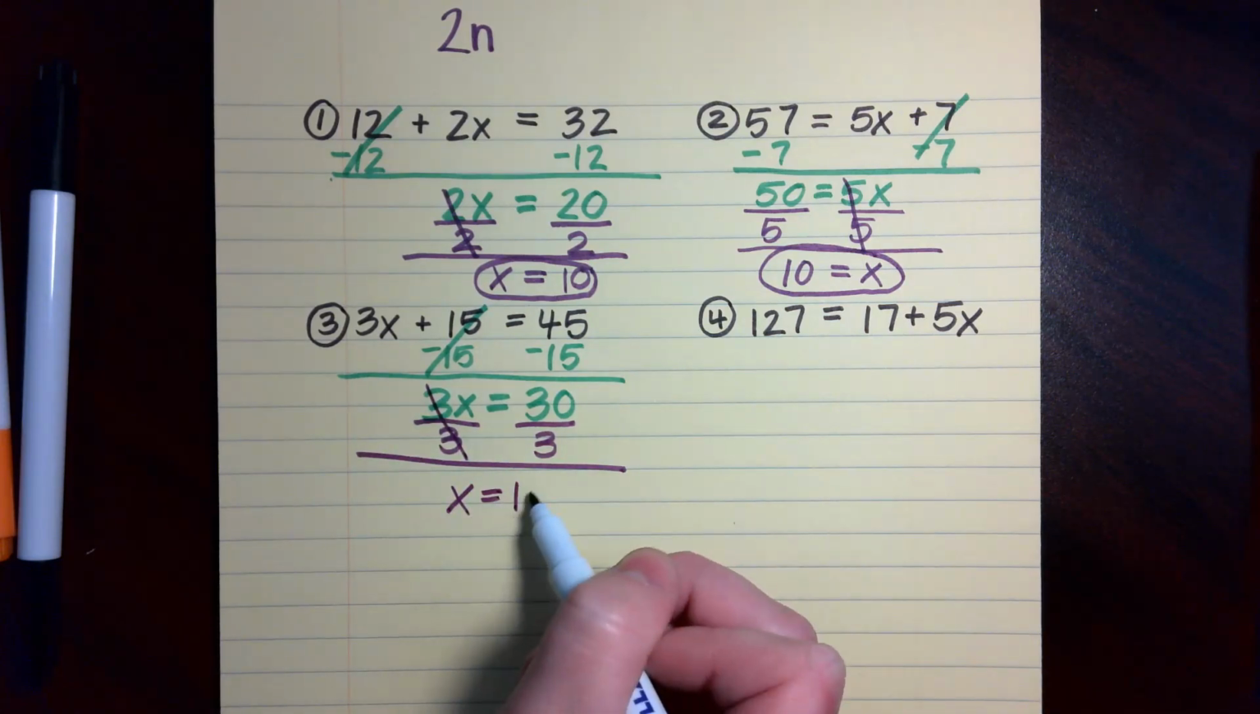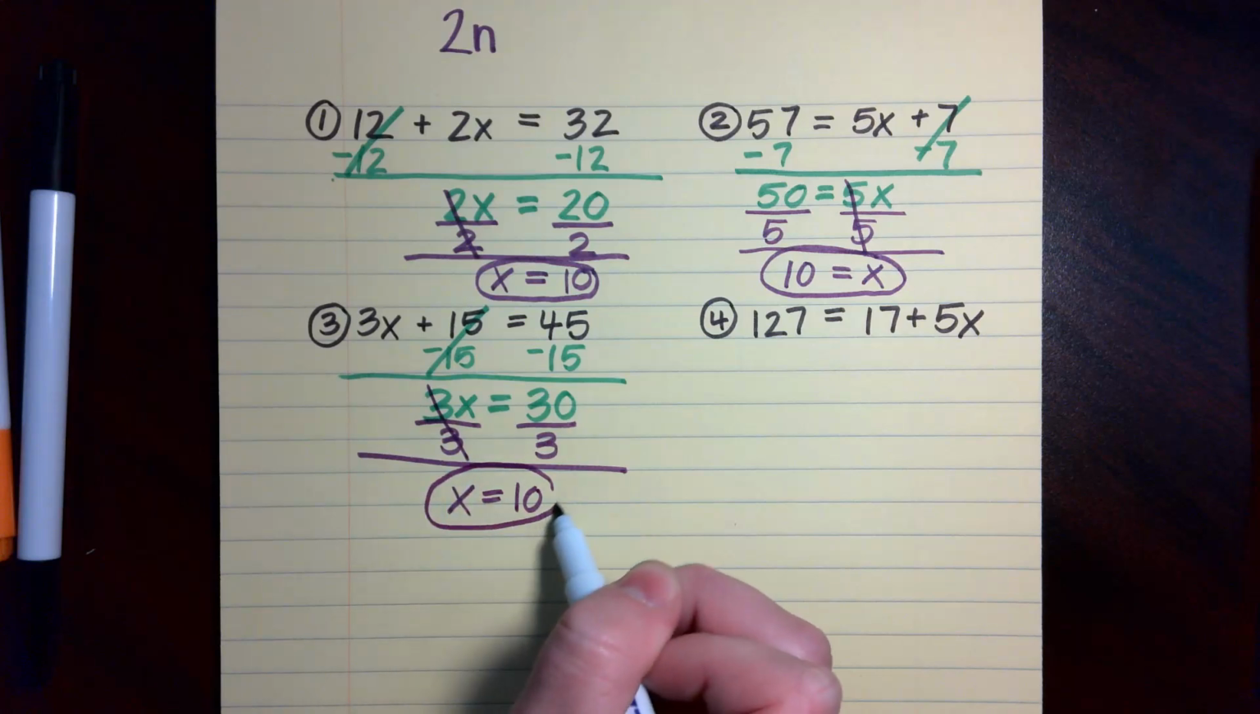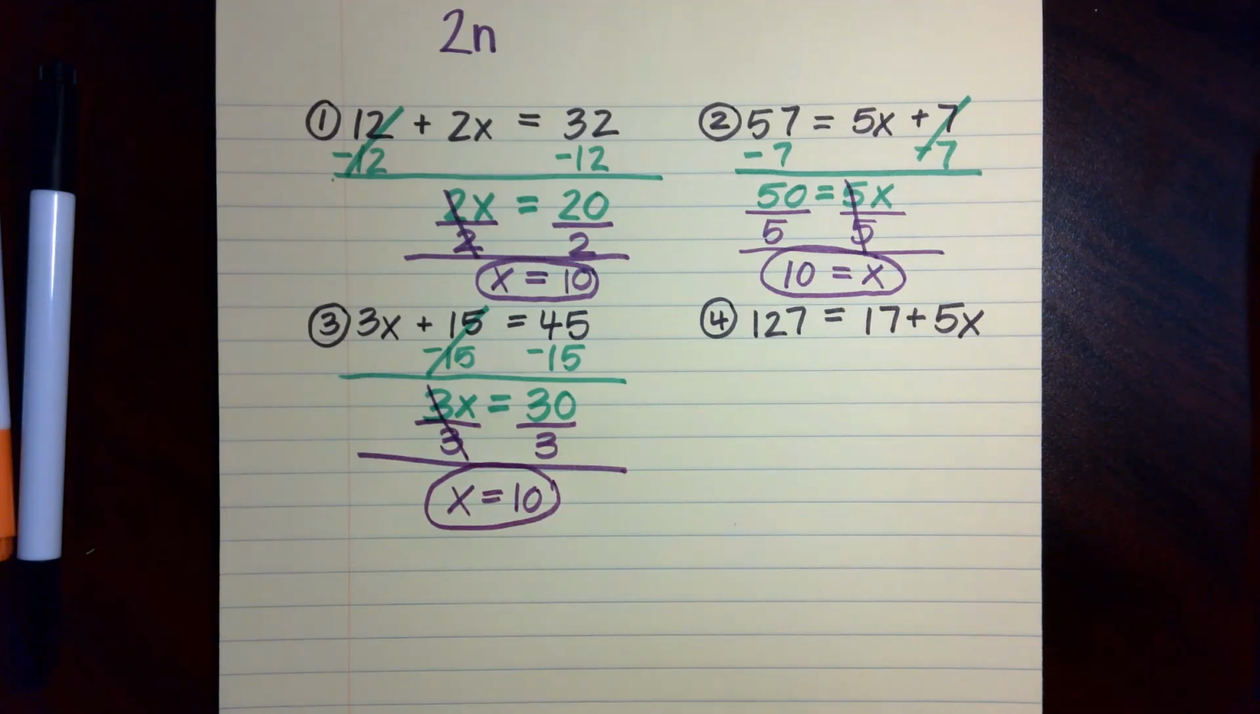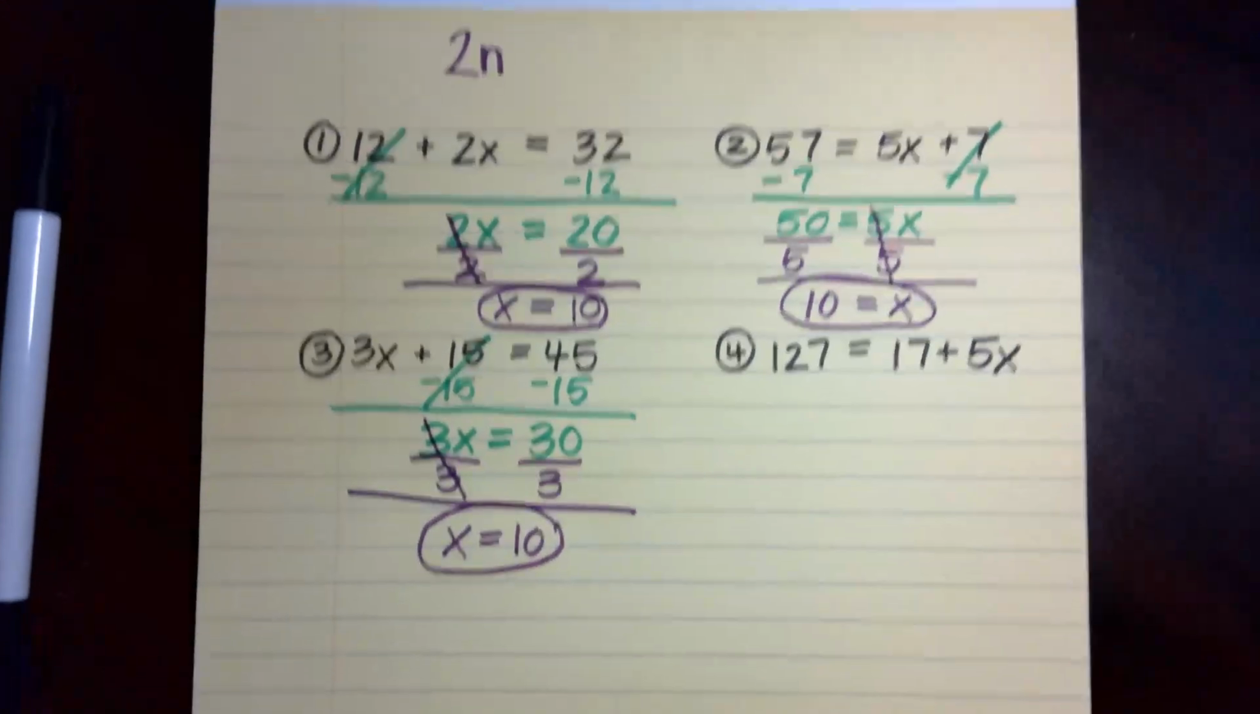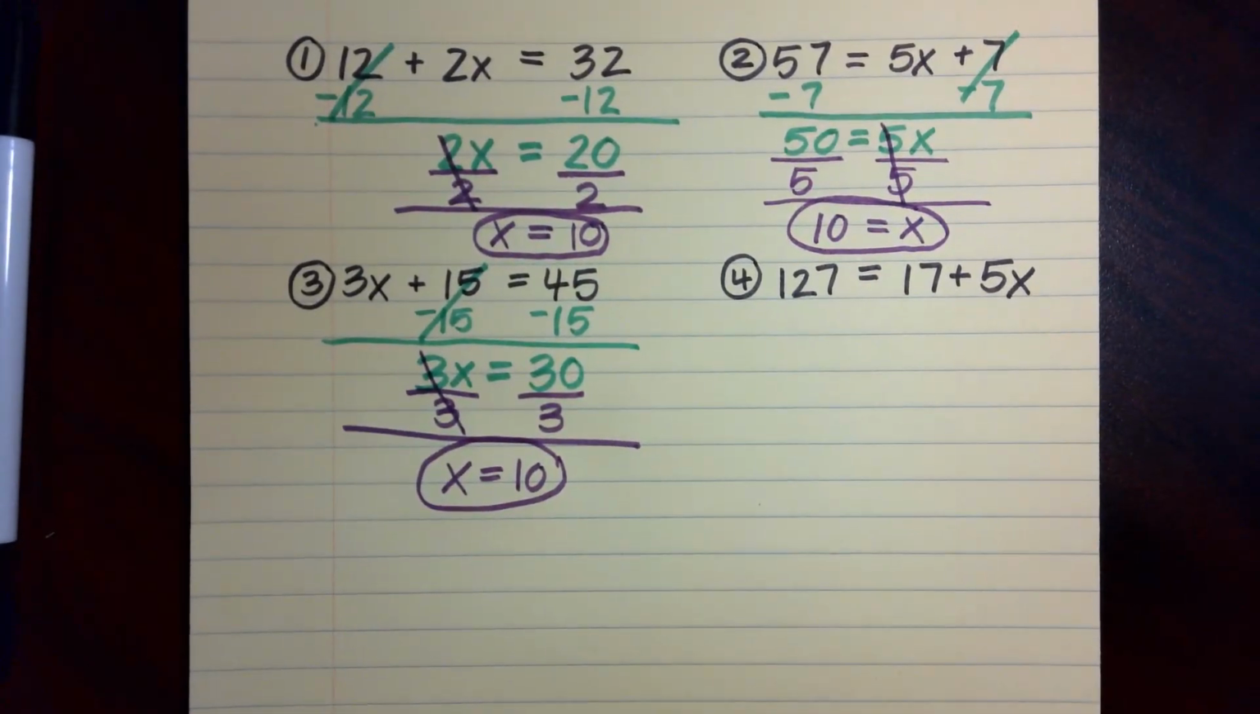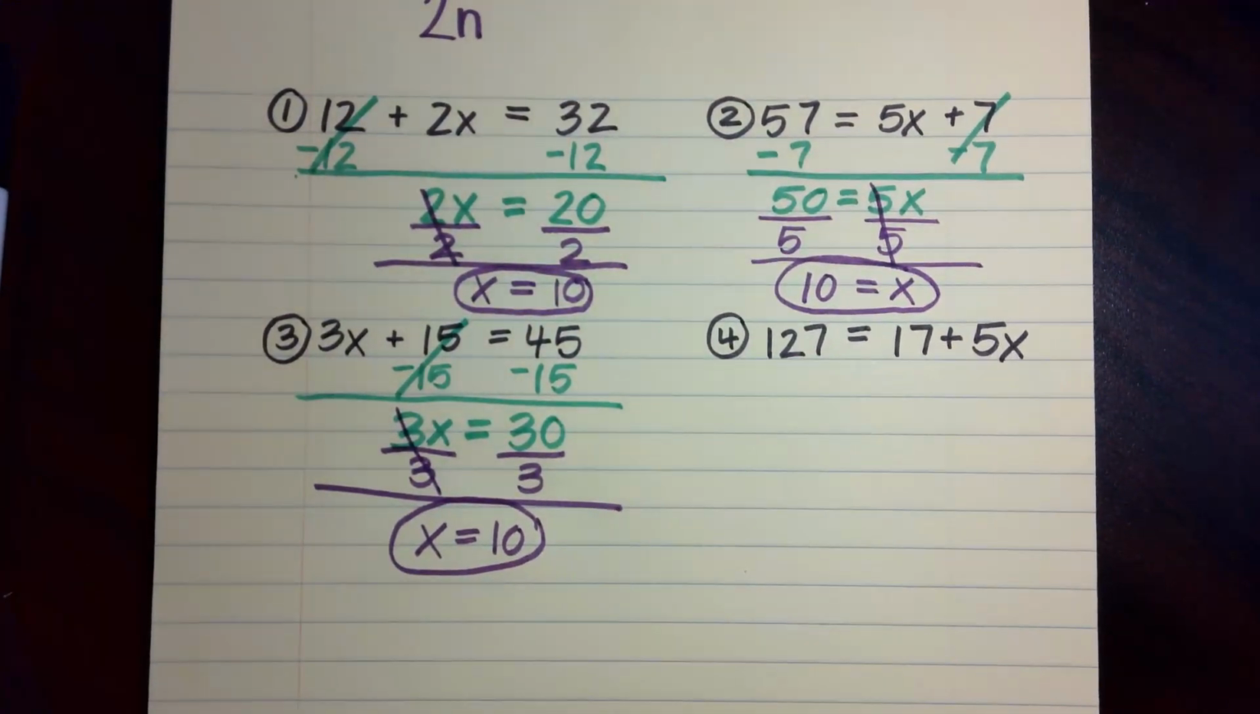Yeah, x equals 10 for a third time. We love 10, I guess. All right. Everybody get that for number 3? Good. Okay, let's try number 4.